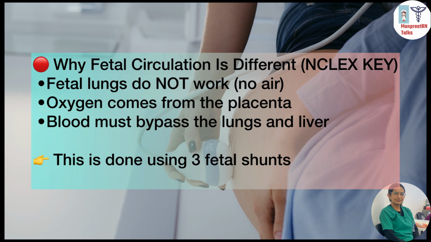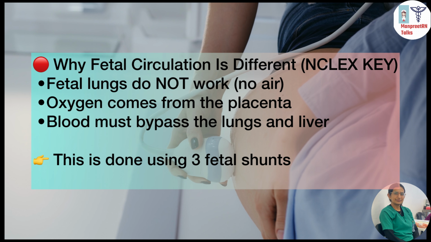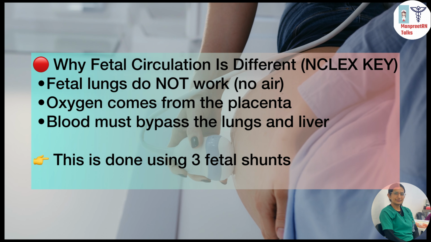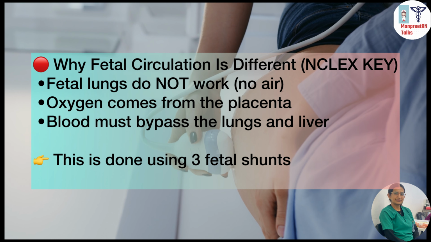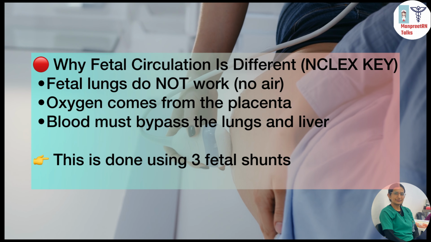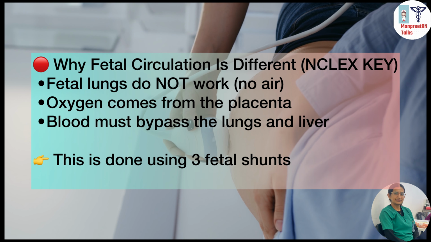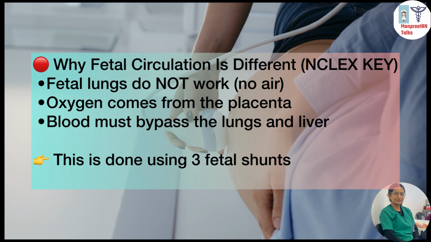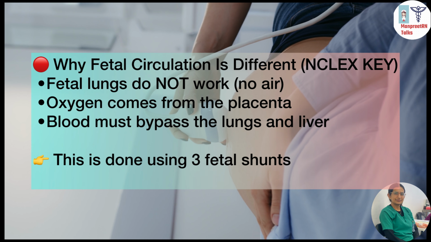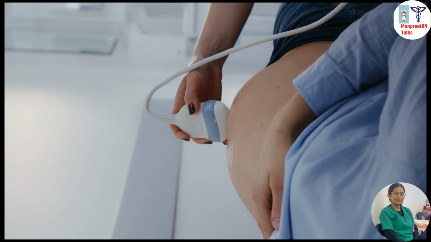So why fetal circulation is different, from the NCLEX point of view, is very important. Fetal lungs do not work properly and oxygen comes from the placenta. Blood must bypass the liver and lungs. So it is done by the three shunts, which is very important for NCLEX.